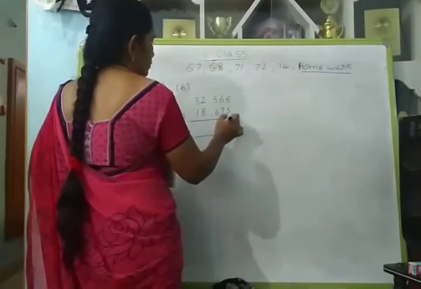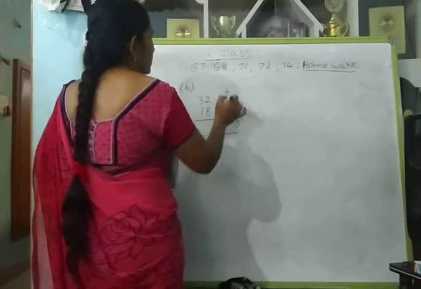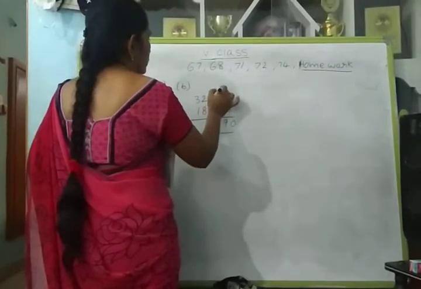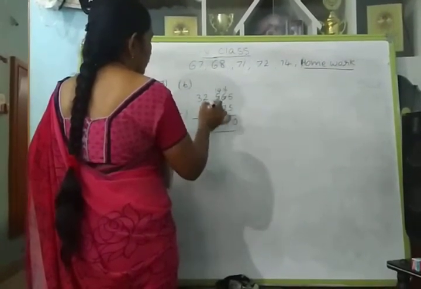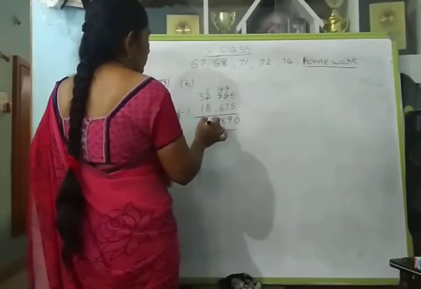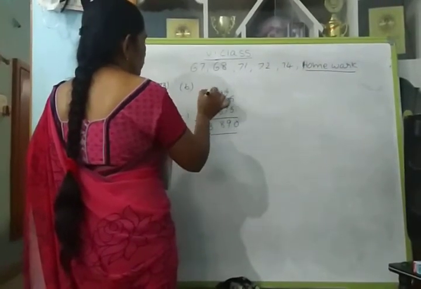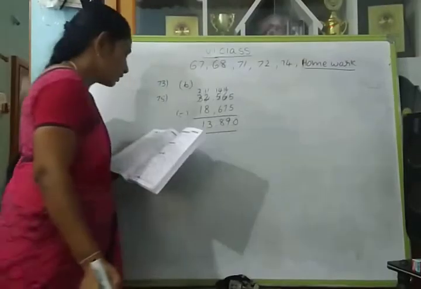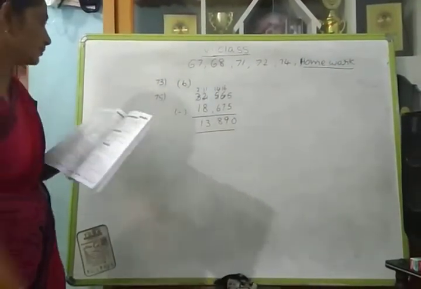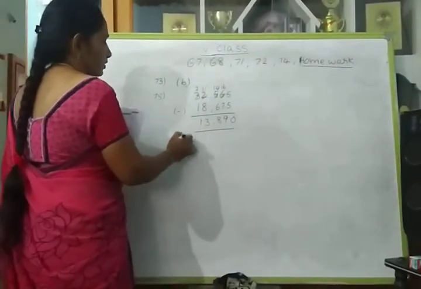5 minus 5, 0. 16 minus 7, 9. 14 minus 6, 8. Here what is left? 11. 11 minus 8, 3. Here 2. 2 minus 1, 1. 13,890. Option A.